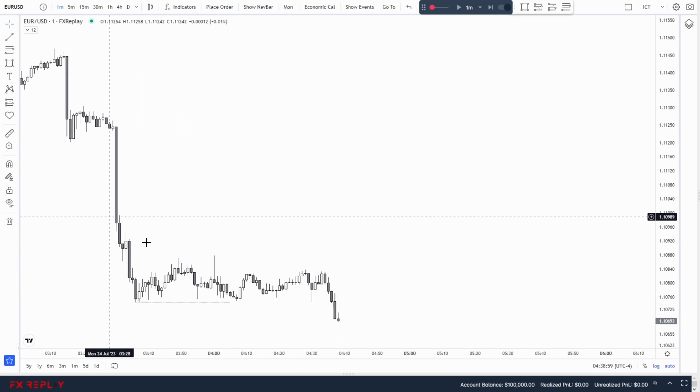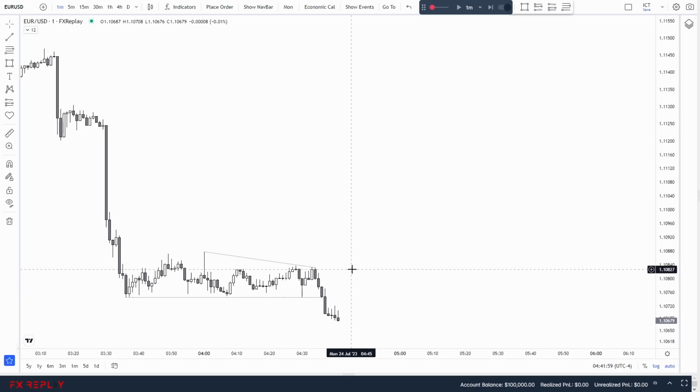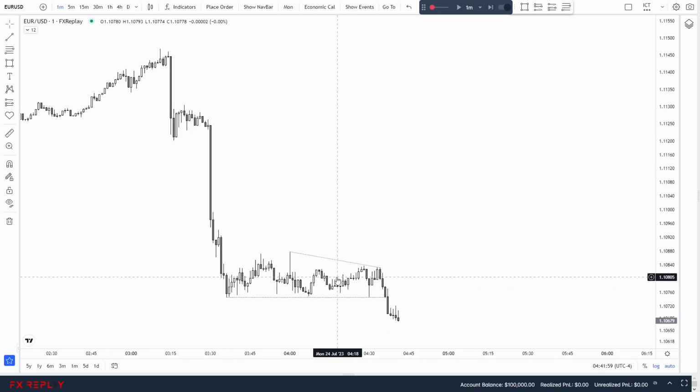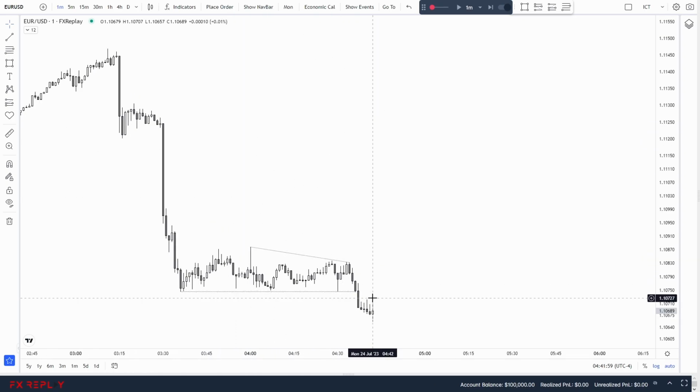And now we do get that violation right here. So we have a break in structure, but we do have quite a bit of liquidity resting up here still, as we can see. So no sweep just yet. What I would be waiting for right now is a sweep of one of these highs for us to then continue lower. But given the discounted zone we are in right now, I would likely be sitting on my hands.